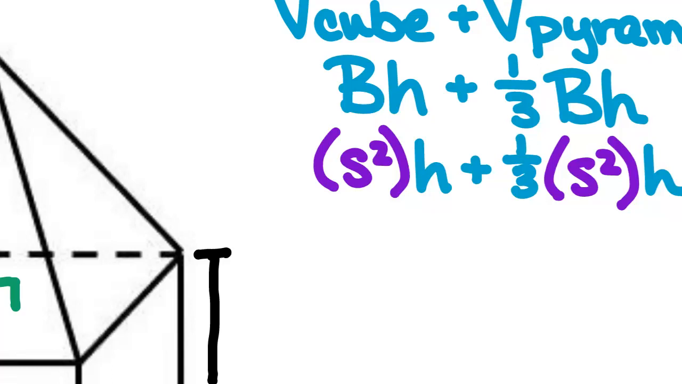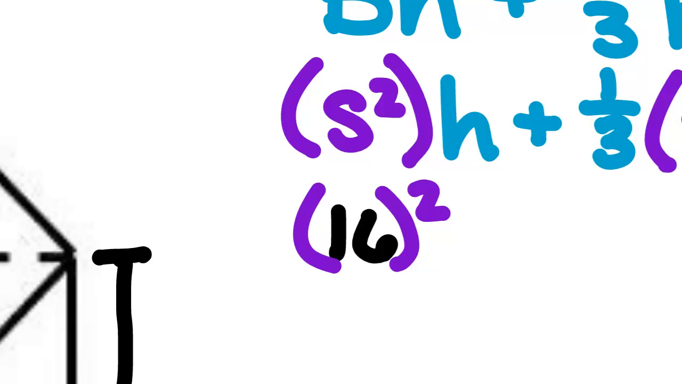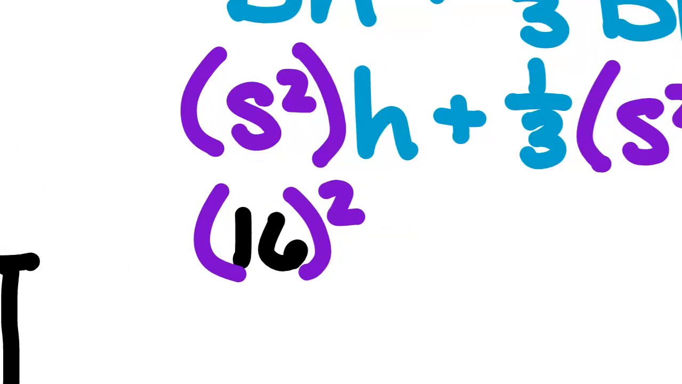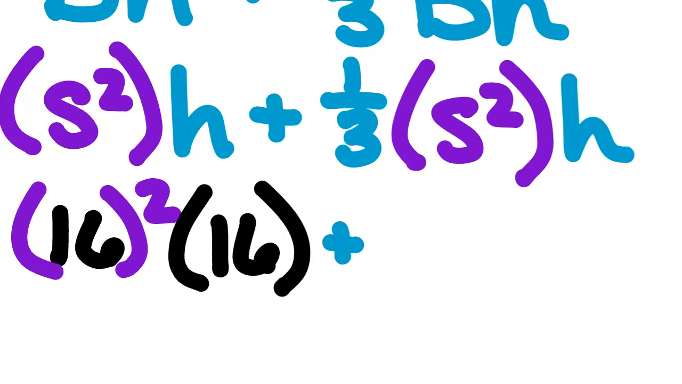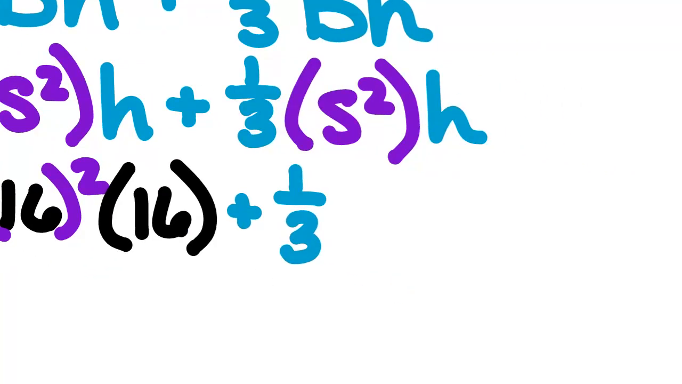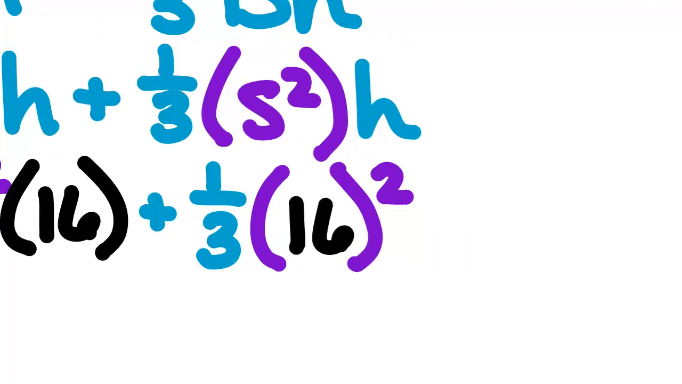And now we're going to start plugging in our numbers. How big is the side of the cube? 16. So I'm going to have 16 squared times the height of the cube. What is the height of the cube? Also 16. Plus 1/3 side length of the base of the pyramid. 16. So 16 squared times the height of the pyramid. 15.